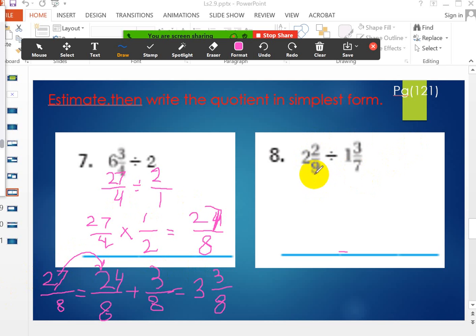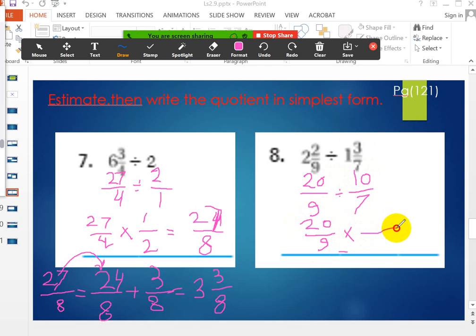2 and 2 over 9. 2 multiply 9 equals 18, plus 2, 20. 20 over 9. Now 1 multiply 7, 7, plus 3, 10. Very good.